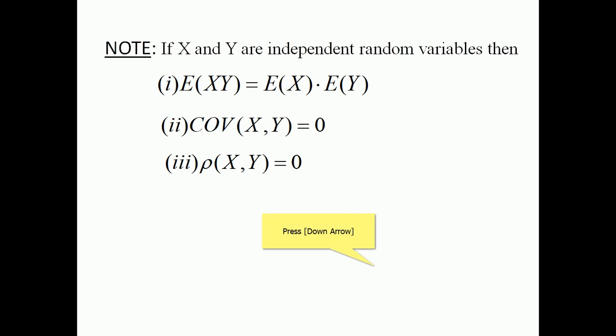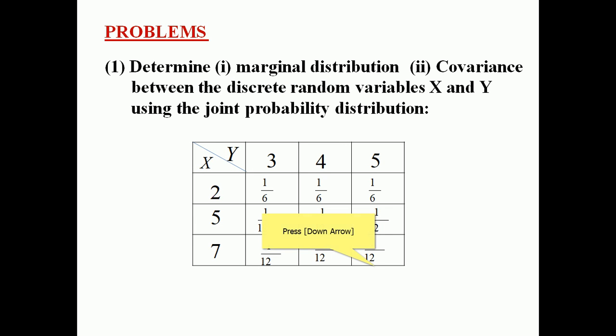Suppose x and y are independent random variables, definitely e of xy is equal to e of x into e of y. Covariance of x comma y is equal to 0. Rho of x comma y, that is the correlation between x and y, is equal to 0. They are independent, hence there is no dependency. Dependent variation is known as the correlation. No dependency means definitely correlation is equal to 0. Okay, you need to remember these formulas: expectation, variance, covariance. And when can we say that the random variables are independent random variables? Now I'll show you how to solve problems on this.